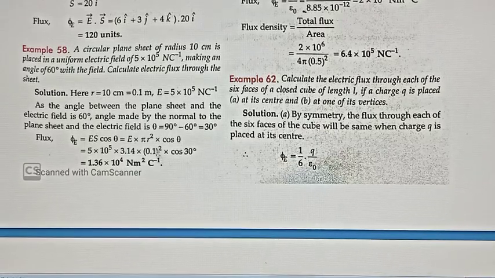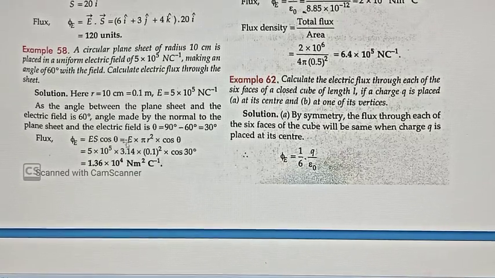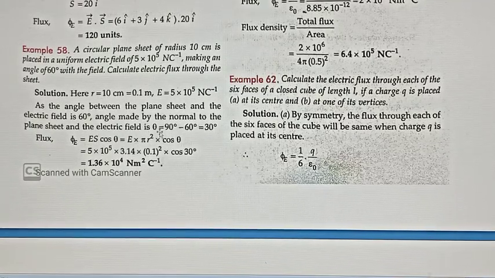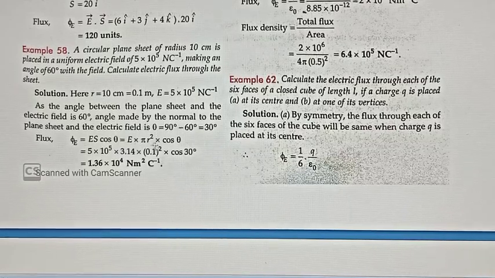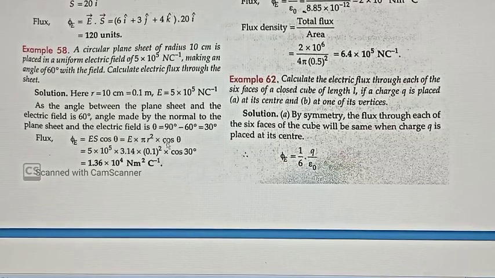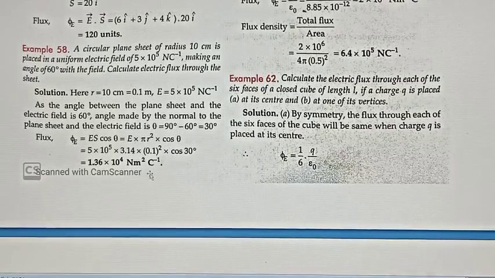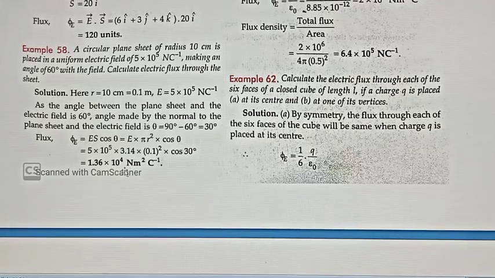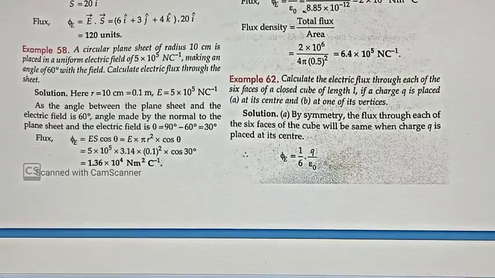So here you have to put ES cos theta. It is a circular surface, so S is pi r square. Surface area is pi r square, and cos 30 degrees. Accordingly you will get this result: 1.36 × 10^4 newton meter square per coulomb. Okay.